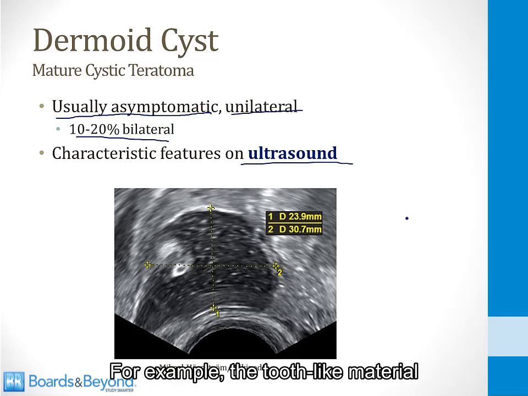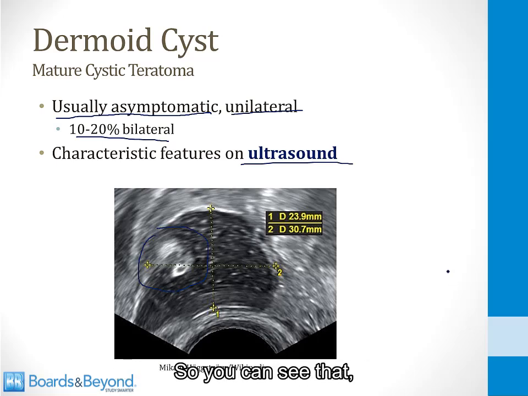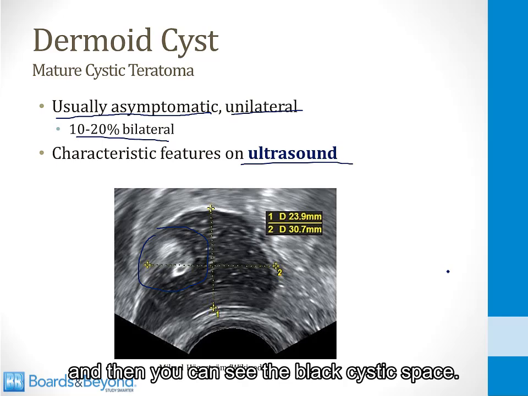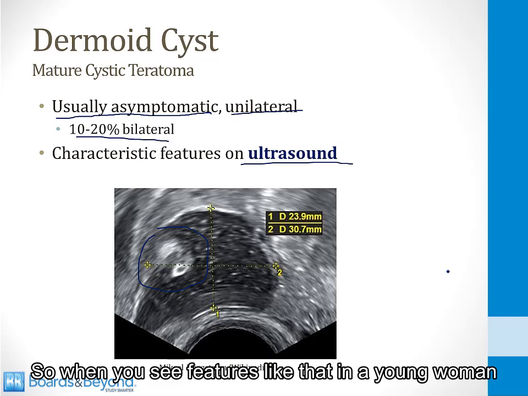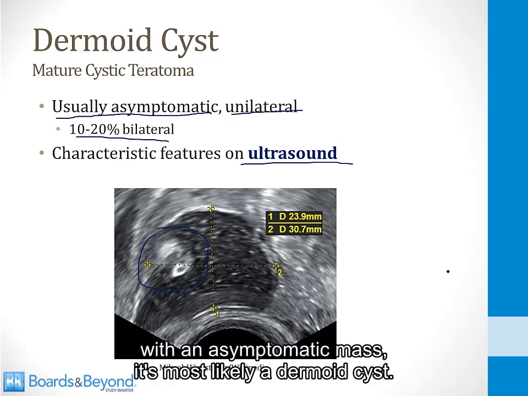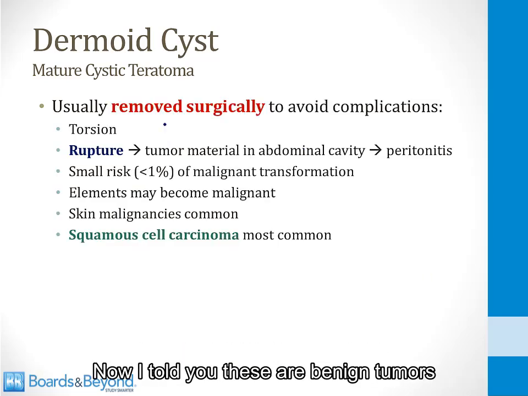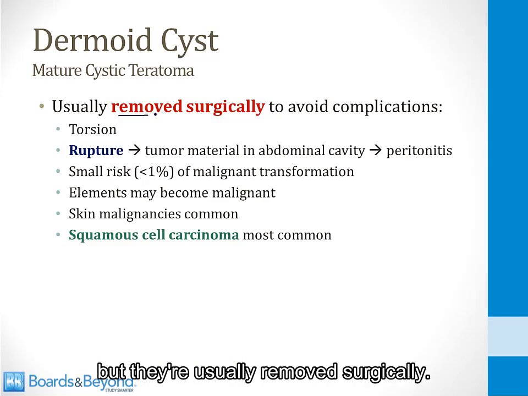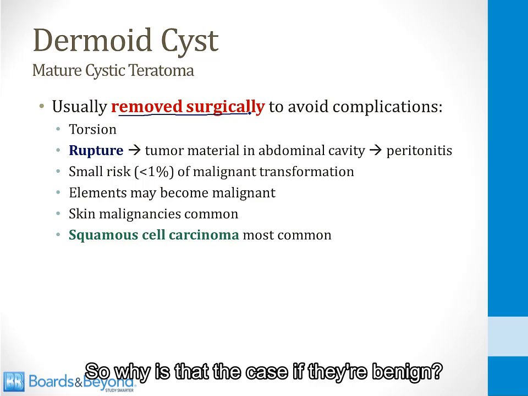For example, the tooth-like material in the wall of the cyst has calcium, which is bright white on ultrasound, like this circle of calcium here. So you can see that, and then you can see the black cystic space. So when you see features like that in a young woman with an asymptomatic mass, it's most likely a dermoid cyst. Now, I told you these are benign tumors, but they're usually removed surgically. So why is that the case if they're benign?